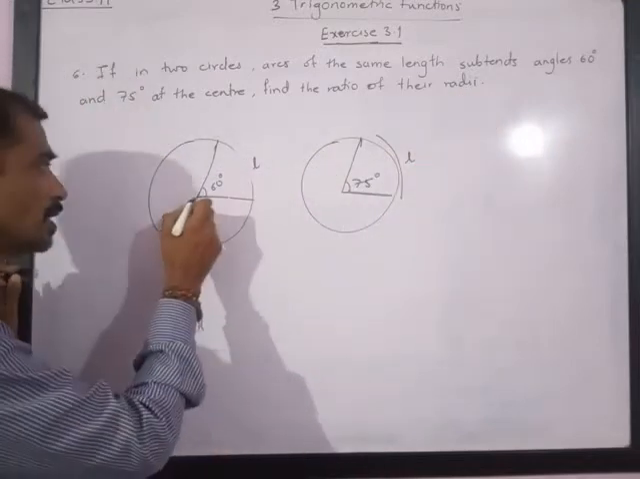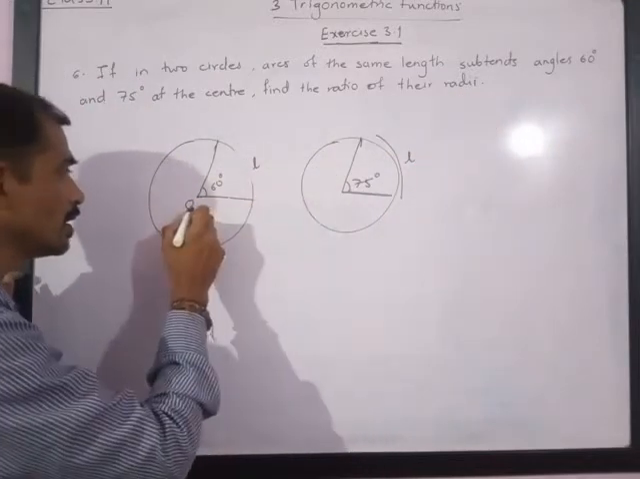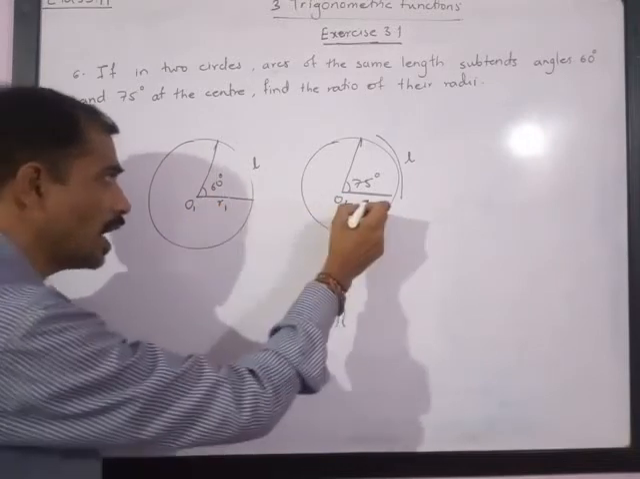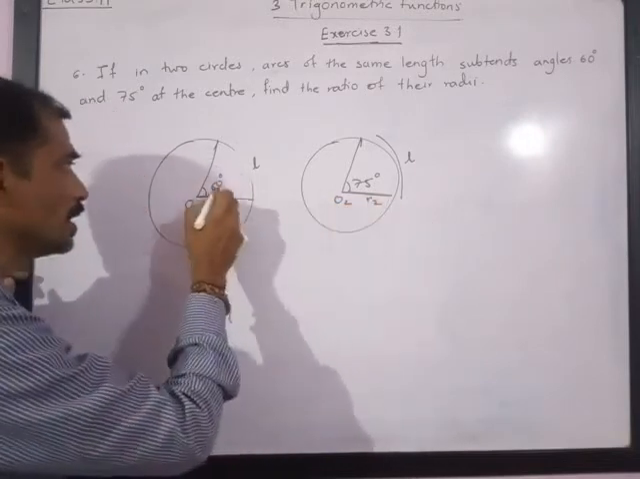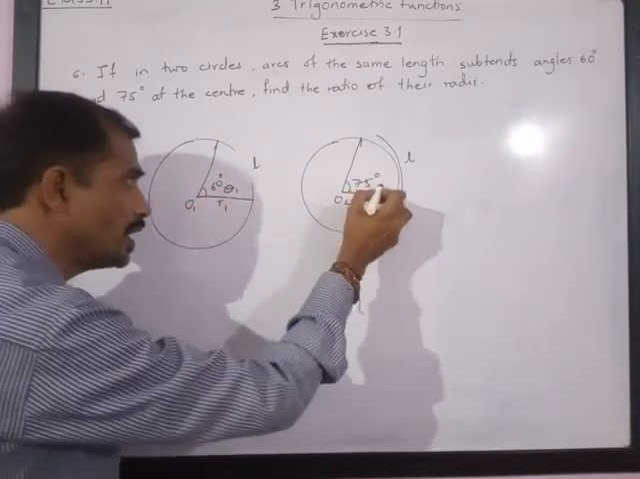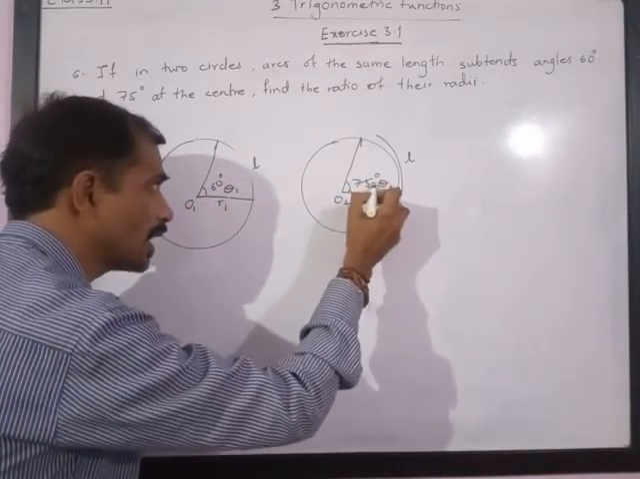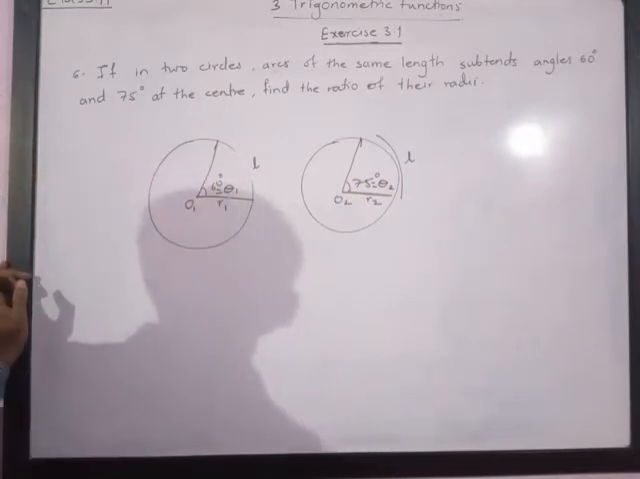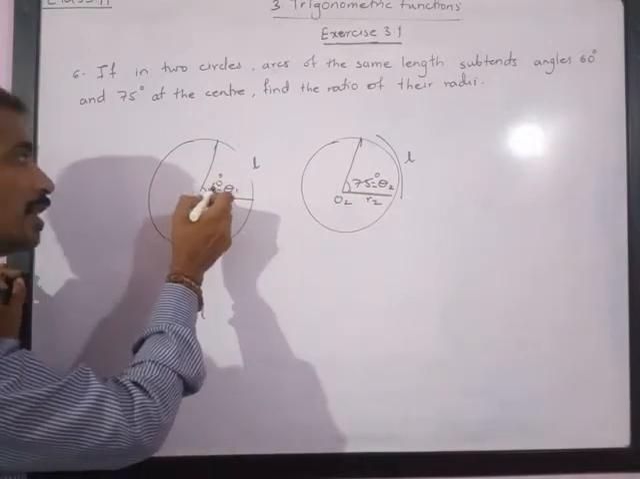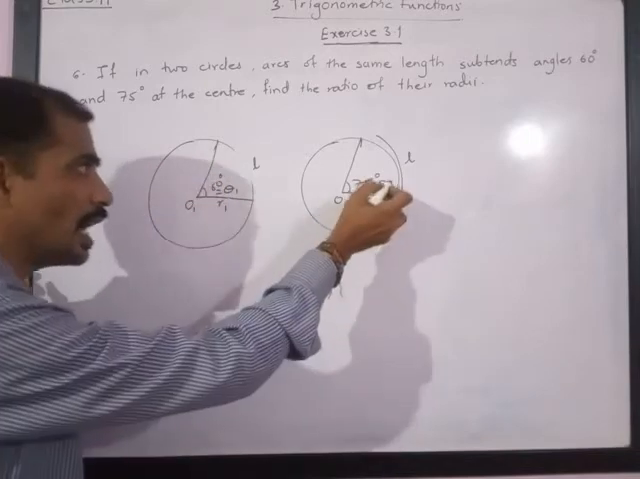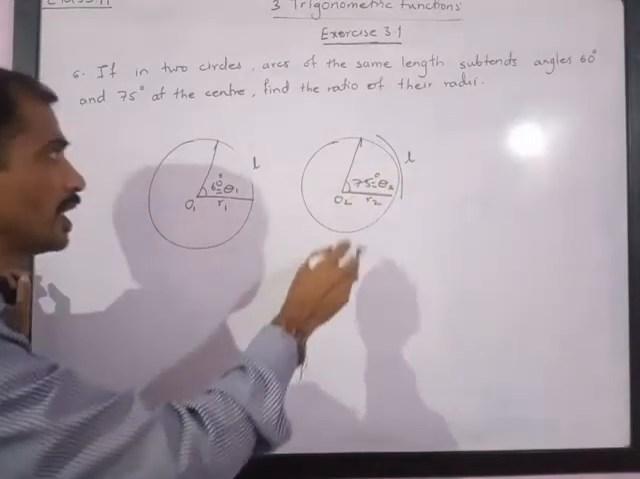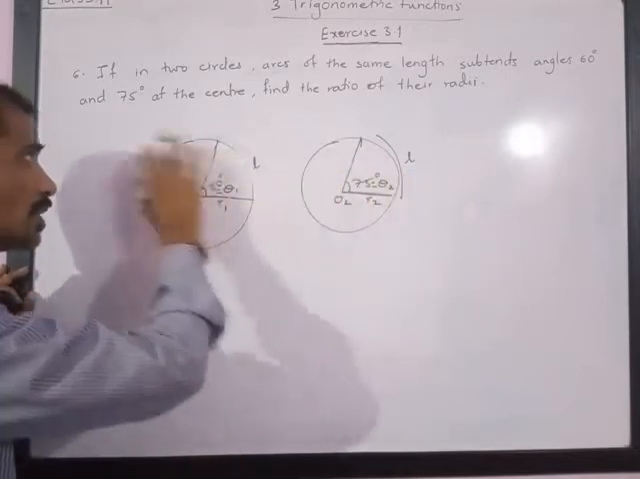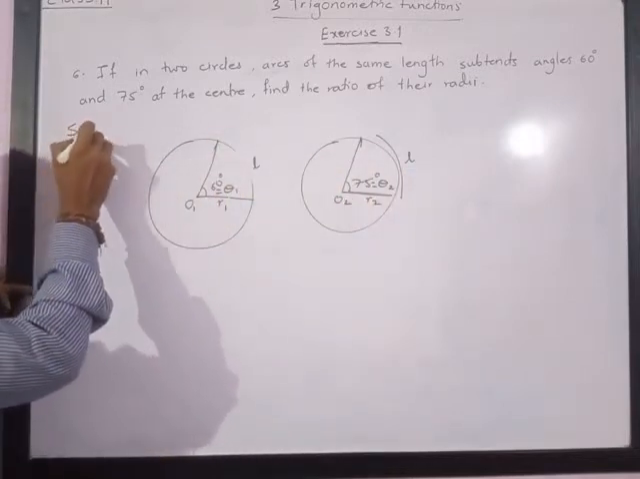So we are asked, this is O1 and O2, and this is R1 and R2, the radii, and this is theta 1 for the first circle, and this is theta 2. The central angle subtended at the center is 60 degrees for the first circle, and for the other circle it is 75 degrees. L is the length. Now let us give these notations.